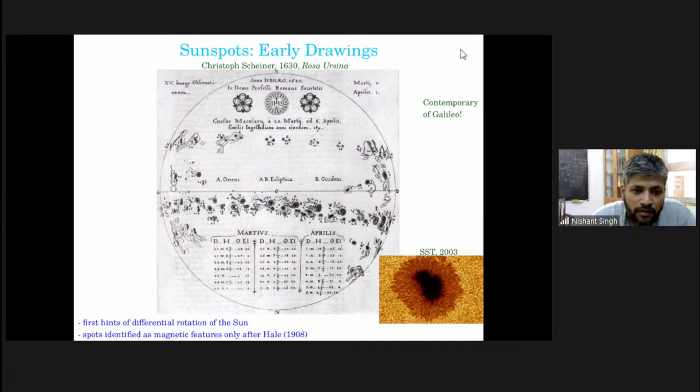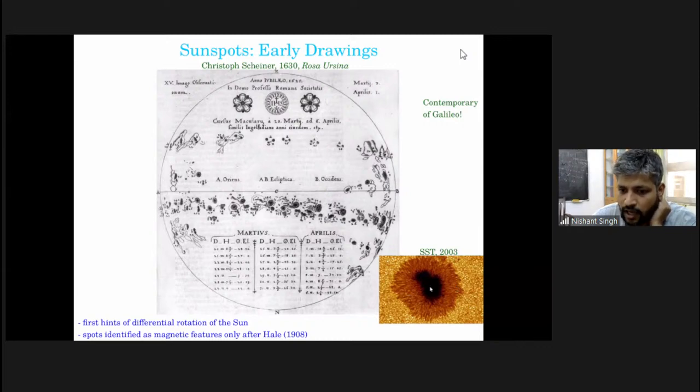And if you zoom in and try to look up, this has all been compiled in this book called Rosa Ursina. It's a sketch by a person called Christoph Scheiner, who was a contemporary of Galileo. And they both basically fought all their lives. Okay. Very interesting controversies of Scheiner and Galileo. If you're interested, read up. So, if you look up in detail how these individual dark objects were sketched, and you look at a very modern image, this is a Swedish Solar Telescope 2003 image of a sunspot.